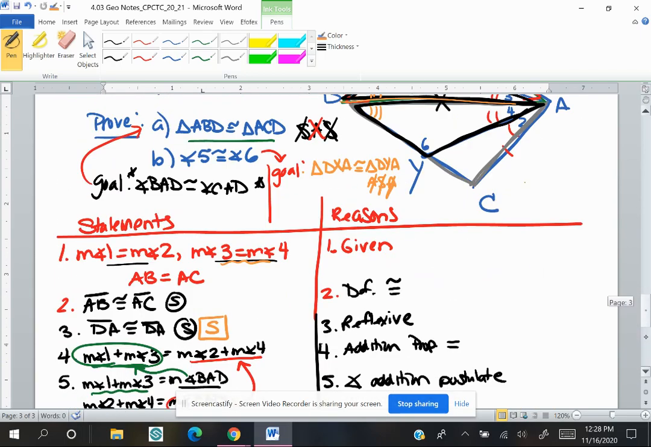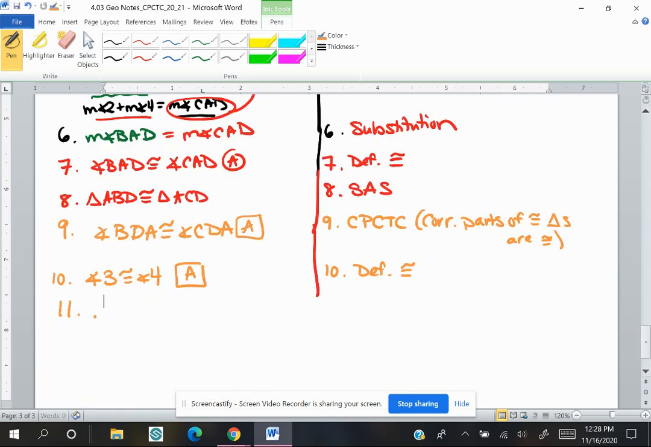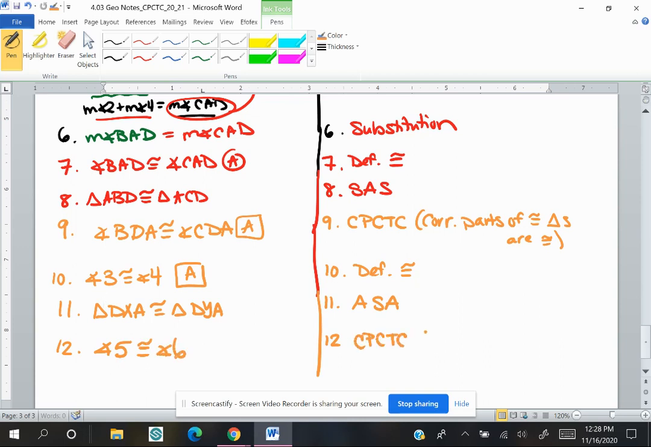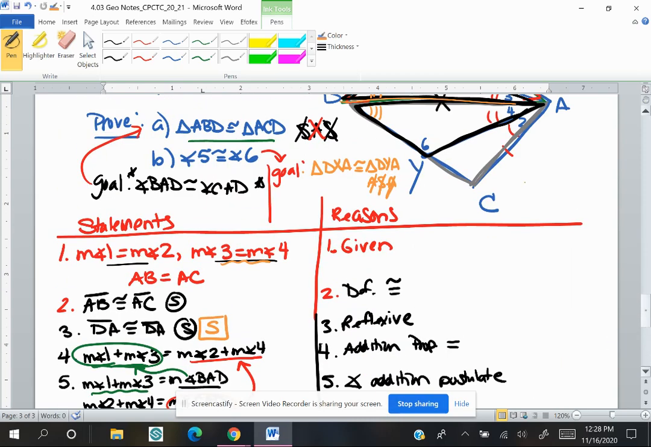So now I have enough to say that triangle DXA is congruent to triangle DYA. One of your 5 reasons, and this one we already have up there, is angle, side, angle. Once I have those two triangles congruent, now I can say that angle 5 would be congruent to angle 6 by CPCTC, which stands for corresponding parts of congruent triangles are congruent.